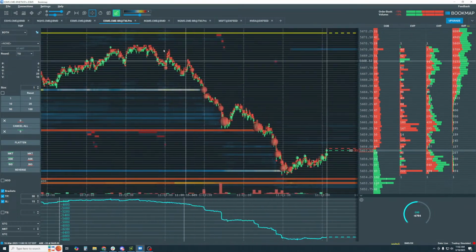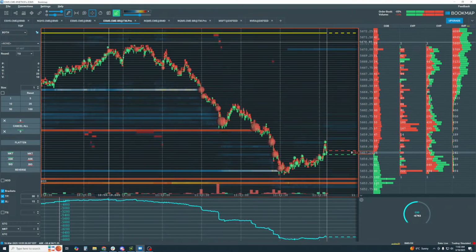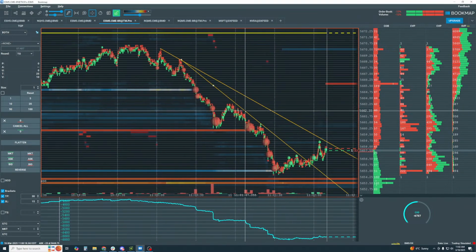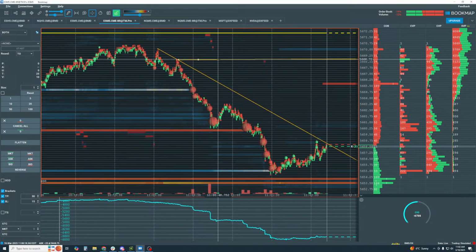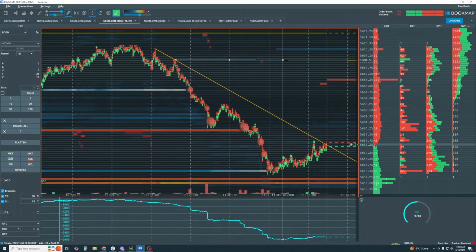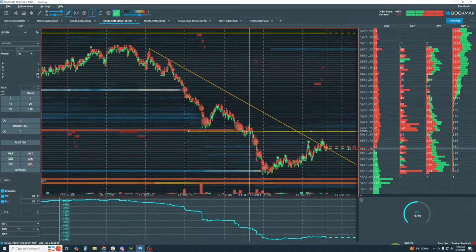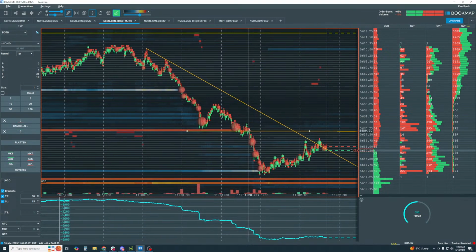Let's take a look at some market structure. This one's starting to break, so we can take a look at back up to here.